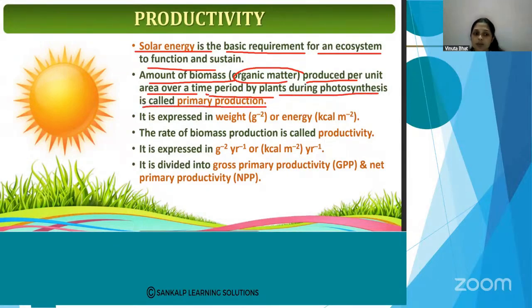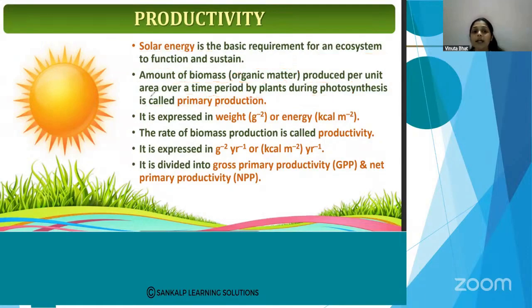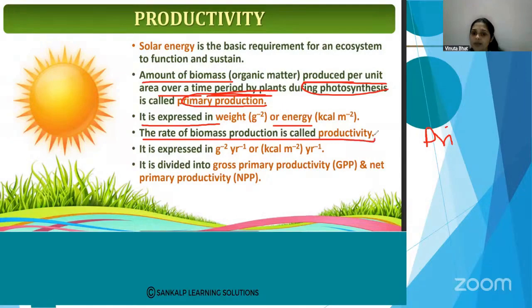So what is primary production? By using the sunlight, the amount of biomass, that is the organic matter produced per unit area over a time period during photosynthesis, is called primary production. So the definition you should know. It is expressed in weight, that is gram per square meter, or energy, that is kilocalorie per meter square.